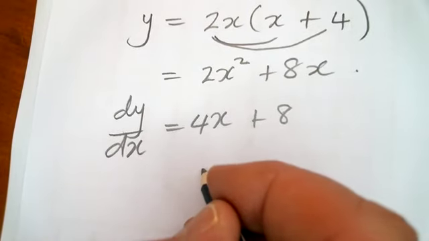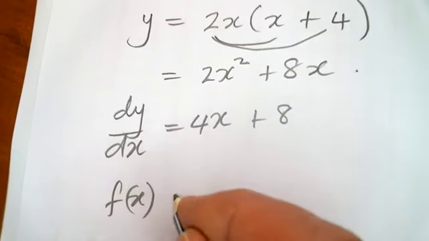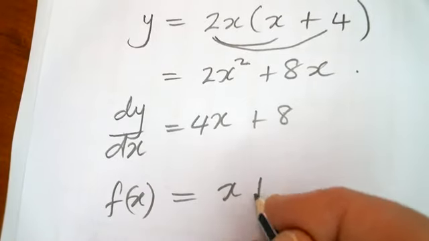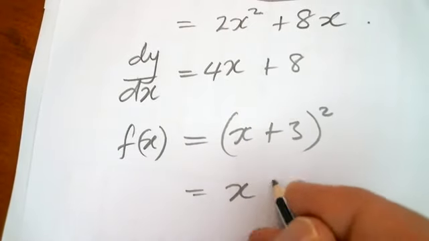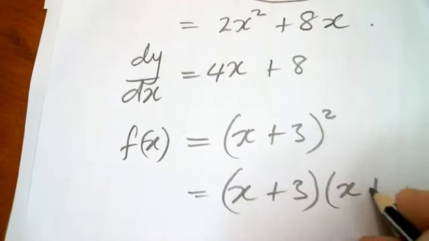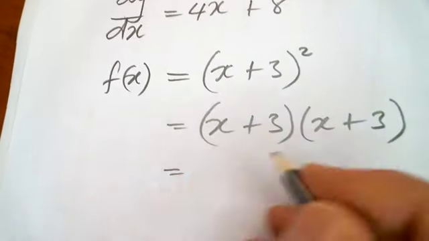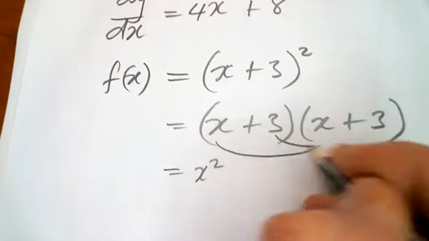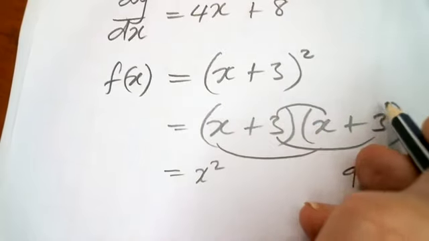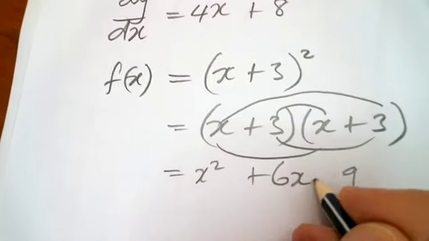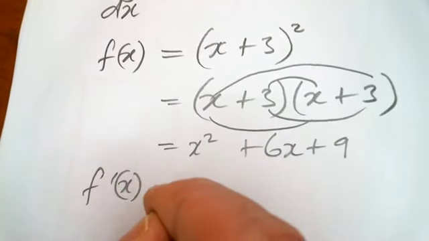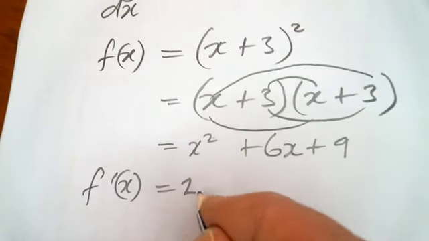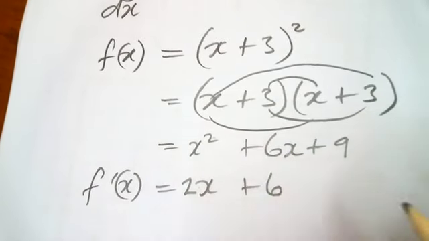Let's say we had f of x, this time I'll use f of x, is equal to x plus 3 all squared. Well, that is equal, of course, to x plus 3 times x plus 3. I'm going to expand that out. Well, x times x is x squared. 3 times 3 is 9. And 3x twice is plus 6x. So now I can go ahead and say f prime x is 2 times that, 2x plus 6. And I'm done. Nice and simple.